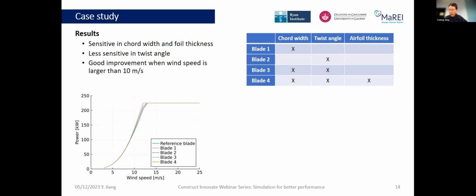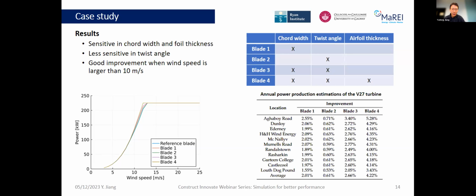But we know that different locations have different wind distributions, which means you may have different performance of these blades. Here we selected 12 different locations to perform simulation to get the annual power production of the different turbines. We found that on average, blade 4 has the highest improvement, with an average of 4.2%. So blade 4 will be the final blade that we adopted.